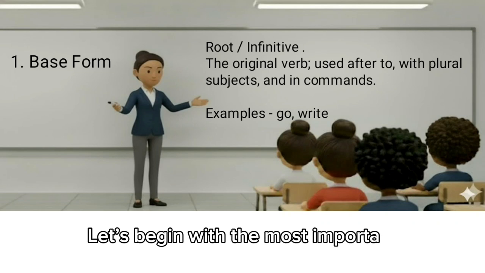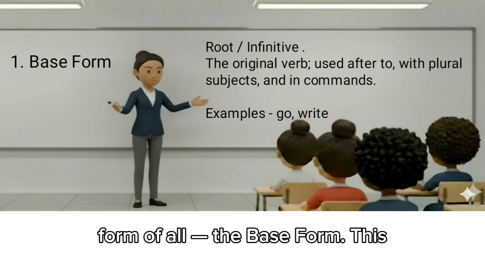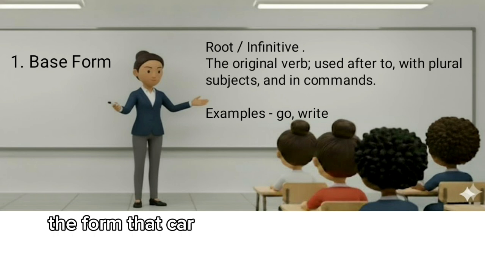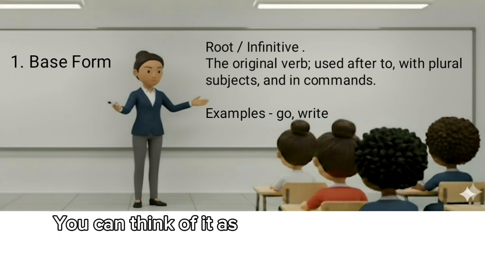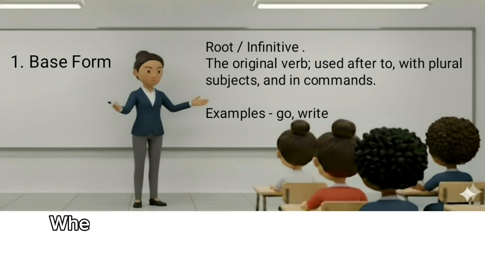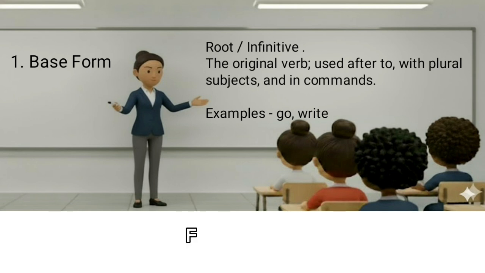Let's begin with the most important form of all, the base form. This is the form you see in the dictionary. The form that carries the true meaning of the verb without any endings or changes. You can think of it as the root or the core identity of the verb. Whenever we talk about actions in a simple, neutral way, we use the base form. For example, they play, we go, I eat.